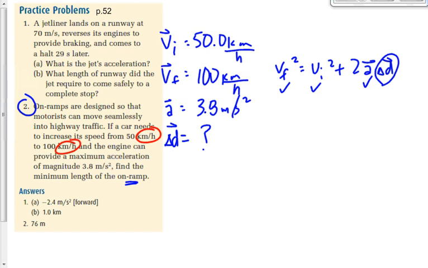We want to solve for D. Here's the rule: get rid of what's not attached to the D first. What's not attached to D? VI. What is attached to D? The 2 and the A. Get rid of what's not attached first.